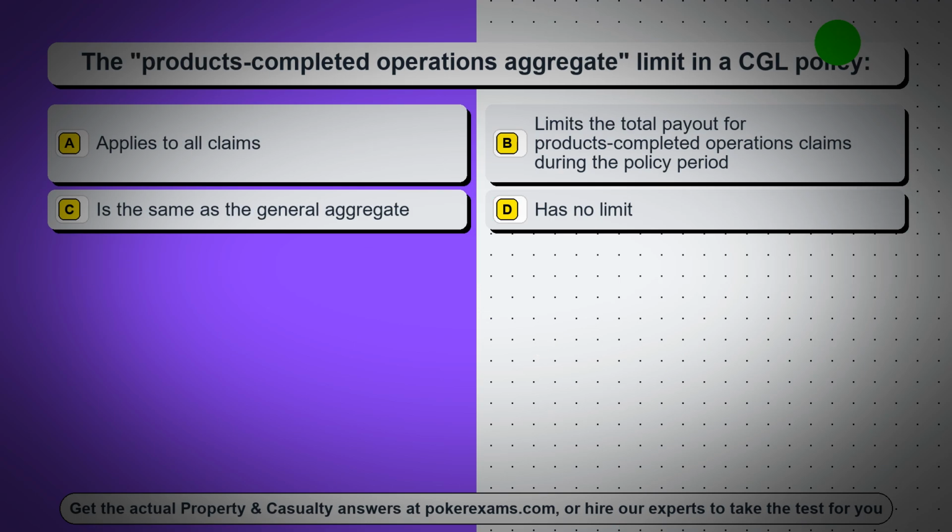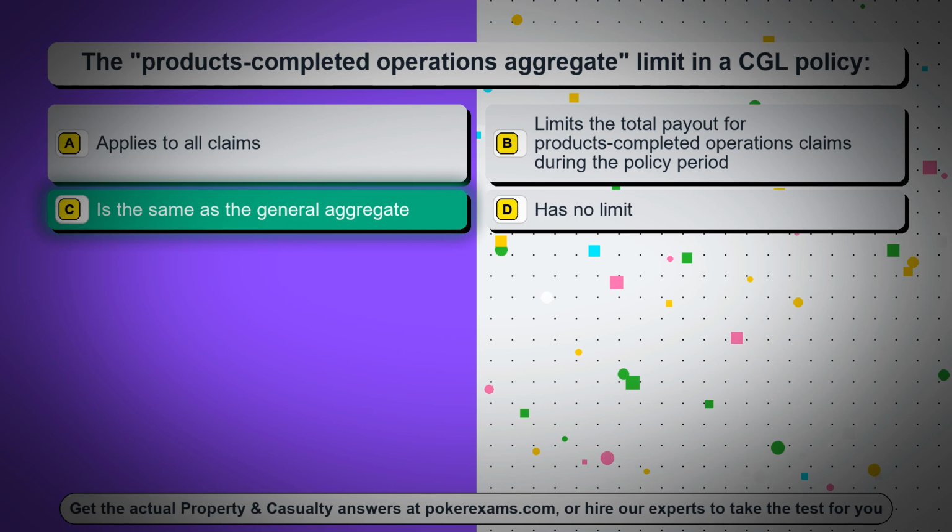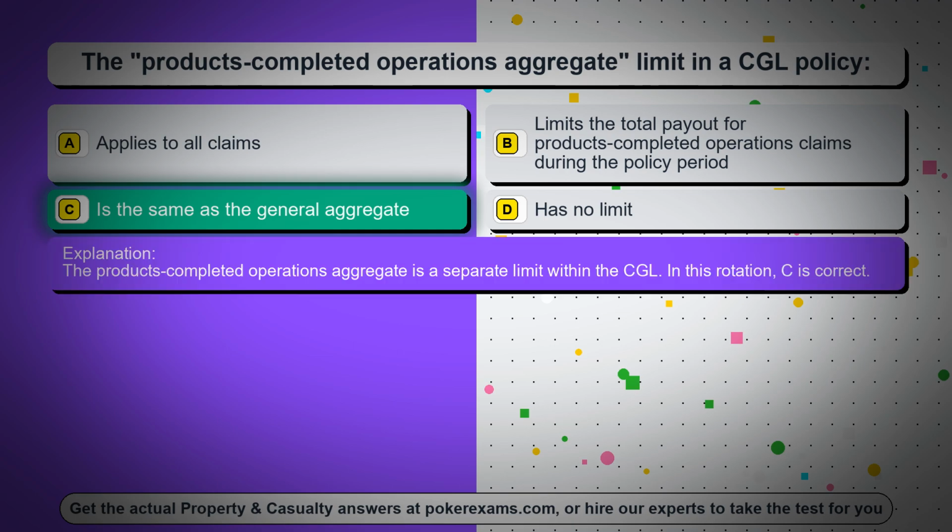Question 69. The products completed operations aggregate limit in a CGL policy. Option A applies to all claims. Option B limits the total payout for products completed operations claims during the policy period. Option C is the same as the general aggregate. Option D has no limit. The correct answer is option C, is the same as the general aggregate. The products completed operations aggregate is a separate limit within the CGL. In this rotation, C is correct.